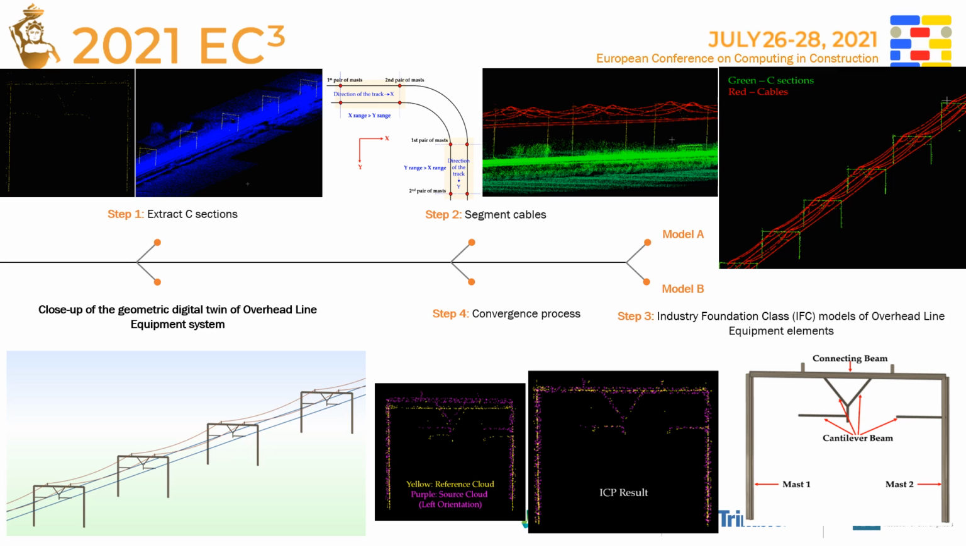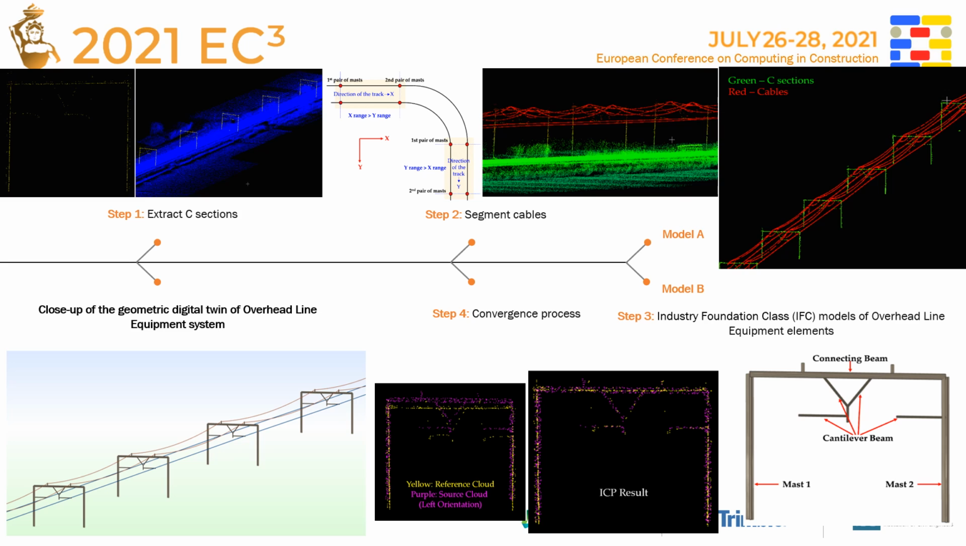Next, we generated different configurations of parametric models of overhead system elements, which represent widely used existing overhead system configurations in Europe and UK. Our algorithm automatically converts these models into points. So now we have different configurations in point cloud format.